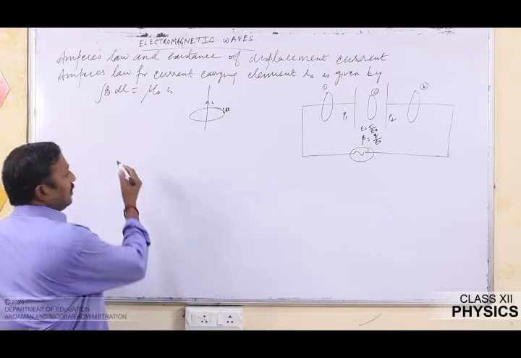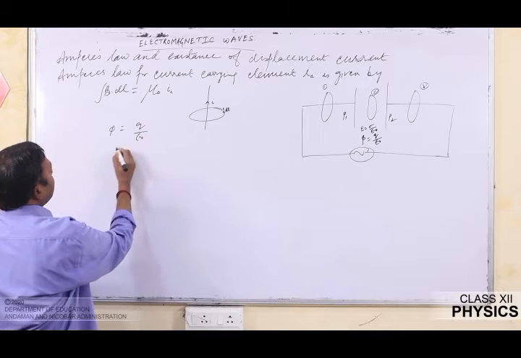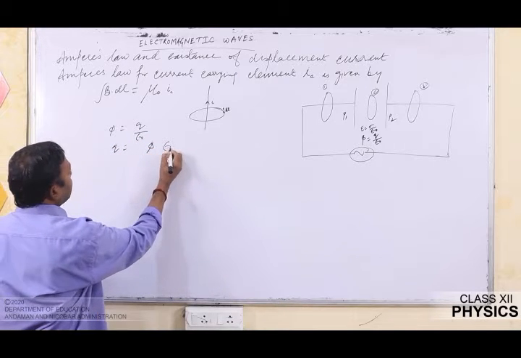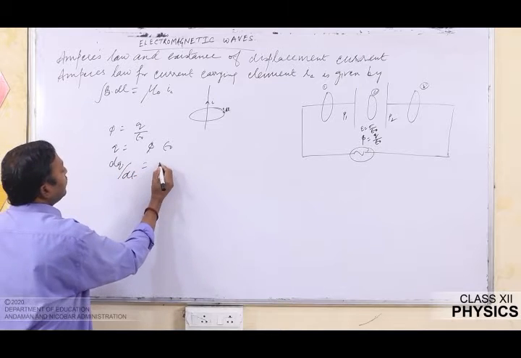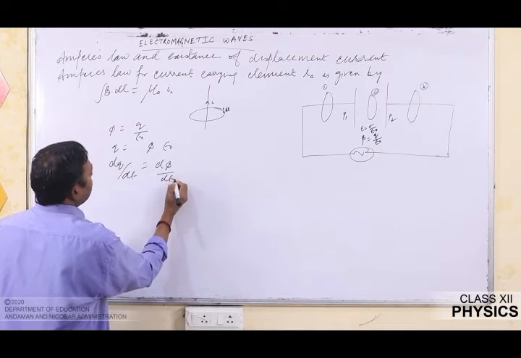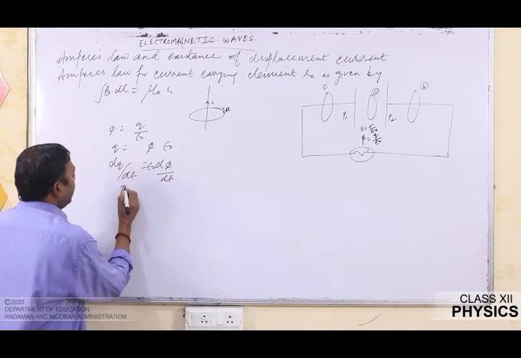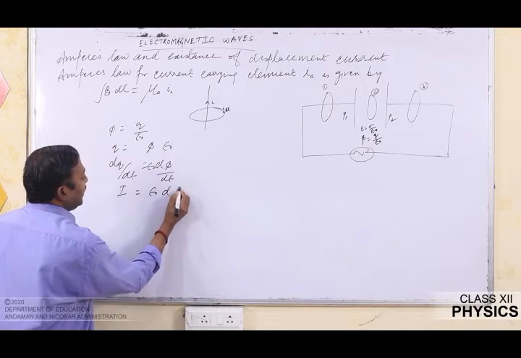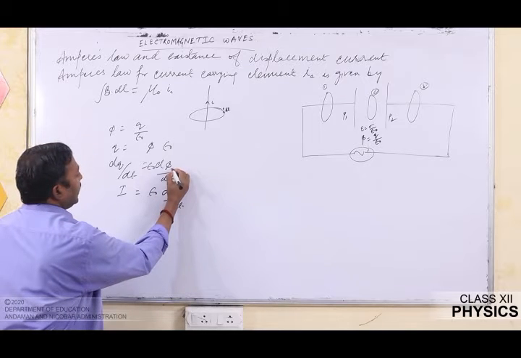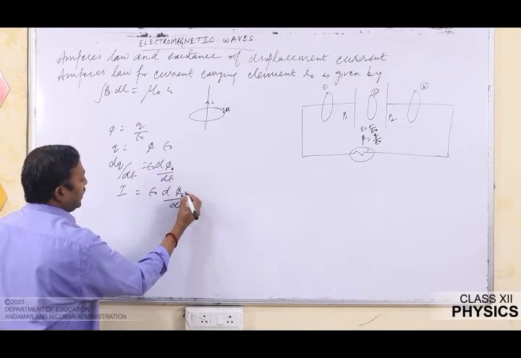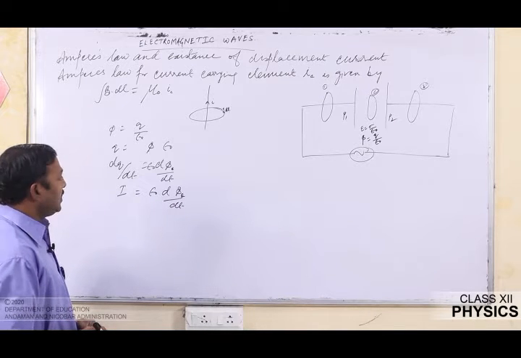Here phi is given as Q by epsilon 0, so Q is equal to phi epsilon 0. We get dq by dt equal to epsilon 0 d phi by dt, and dq by dt is nothing but the current I, so I is equal to epsilon 0 d phi by dt, where phi is called the electric flux, subscript E. So, the rate of change of electric flux gives rise to a current which we call here the displacement current.